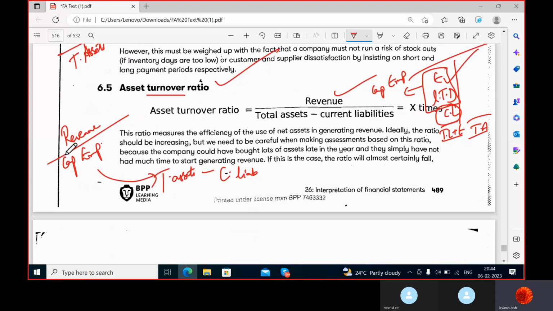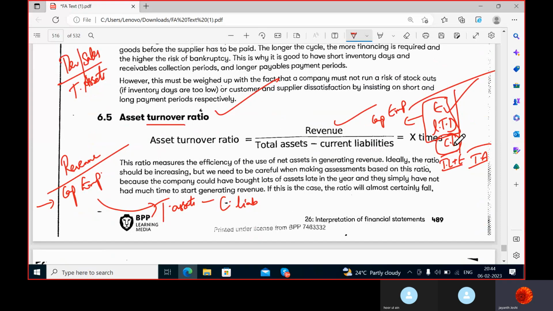So I can also tell you one thing. If there is no current liability, can I say total assets is equal to capital employed? Please tell me yes or no. If there is no current liability, please understand what I'm saying, total of assets is equal to capital employed or not? Please tell me. Yes, sir. Yes, of course.